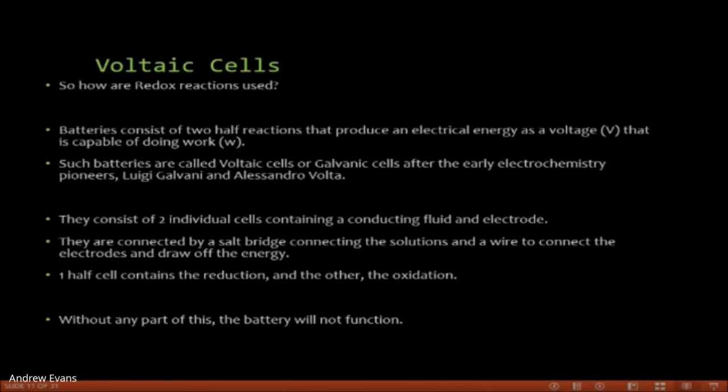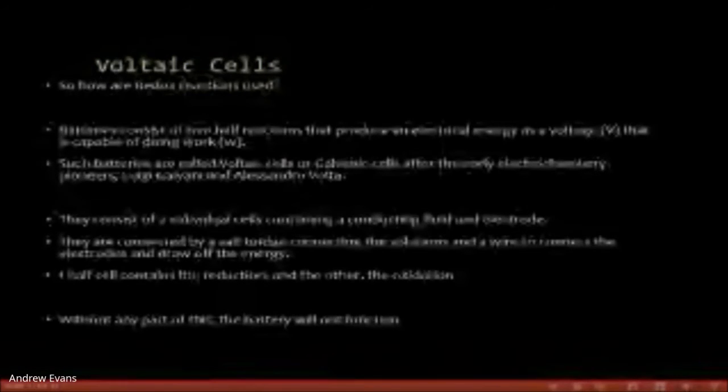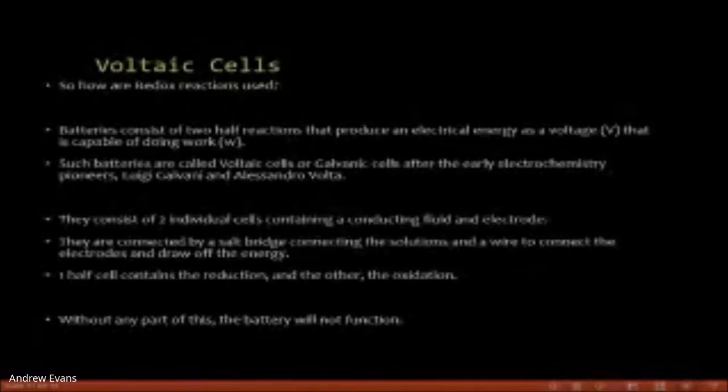What a battery actually consists of is essentially a series of 2 half cells repeated numerous times. We repeat it numerous times to get a specified voltage. We want to increase the voltage, or increase the energy density, by doing it more and more times. But essentially, we have a series of 2 half reactions that will produce an electrical energy, what's referred to as a voltage. Now, a voltage is capable of doing work.